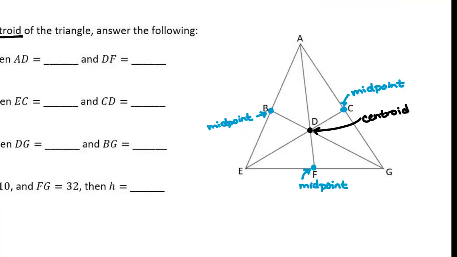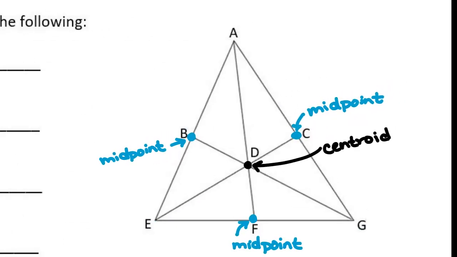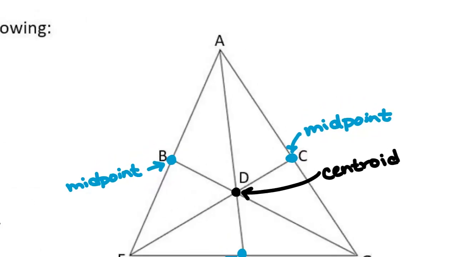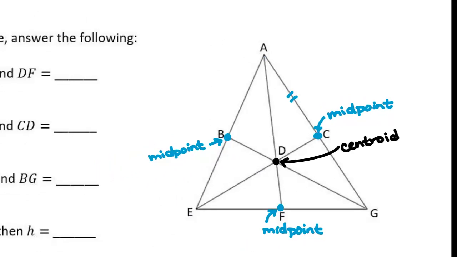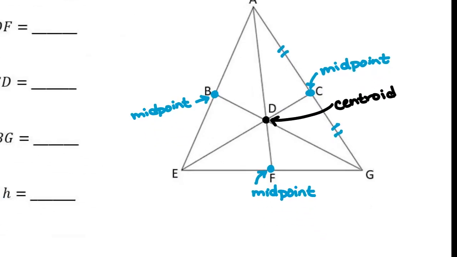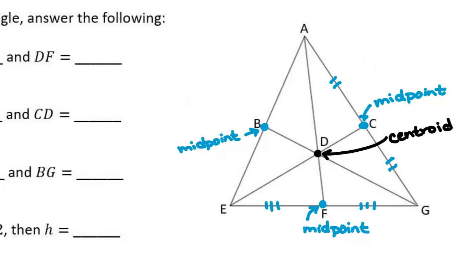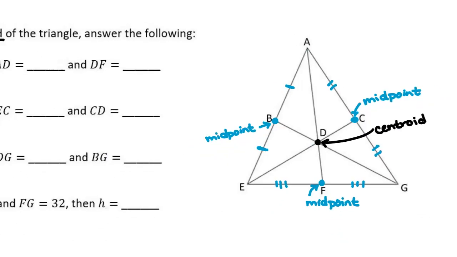When we have a centroid, the segments that have been drawn from a vertex to a side are medians, and a median goes from a vertex to a midpoint. So because C is a midpoint, AC and GC are congruent. Because F is a midpoint, EF and GF are congruent. And because B is a midpoint, BE and AB are congruent.